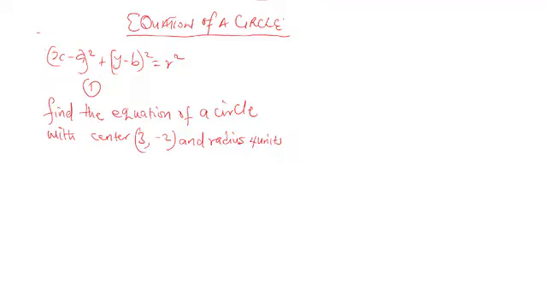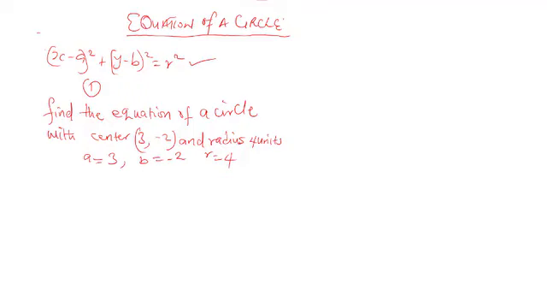We've been given an instruction here that the center of the circle is 3 and minus 2. So the value of a is equal to 3, and b is equal to minus 2, while r is equal to 4 units from the question. Now let's clearly state the equation of a circle: x minus a all squared plus y minus b all squared equals r squared. Now let's start substituting the numbers for a, b and r into the equation.